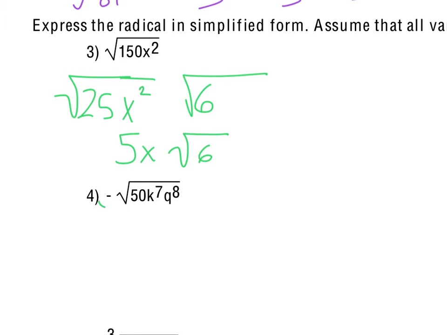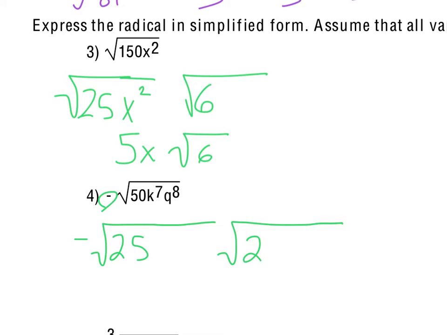We do have this negative on the outside. It's going to kind of just go along for the ride. So I just keep track of that by putting that in front of our first radical. Otherwise, we're looking at splitting this up. The largest perfect square factor of 50 is 25. 25 times 2 is how we would split that up. We can't square root k to the 7th, but we can square root k to the 6th. So that leaves us a k in our leftovers.